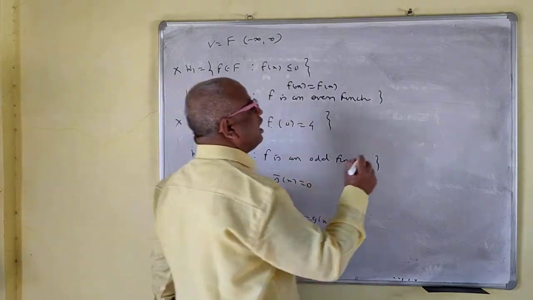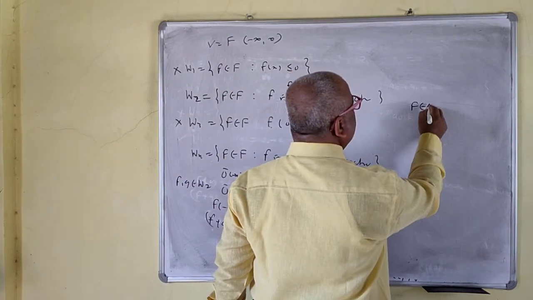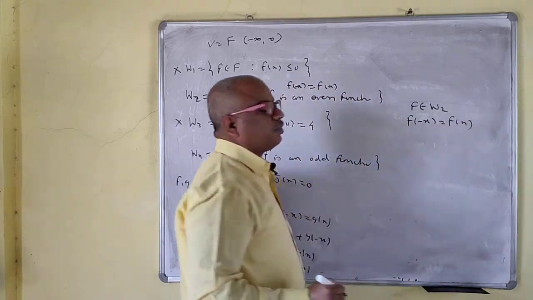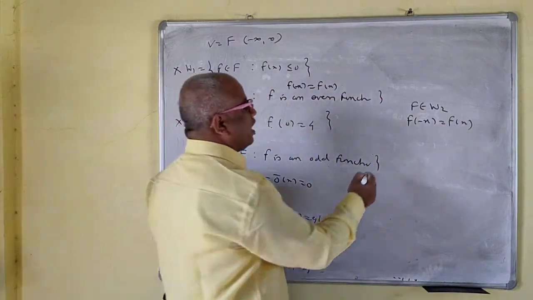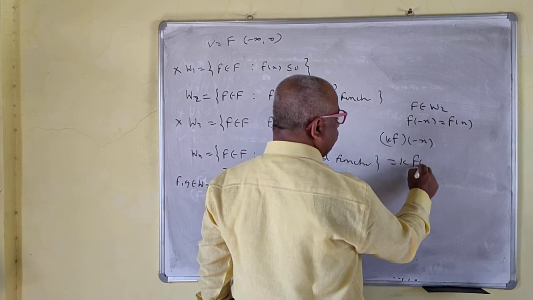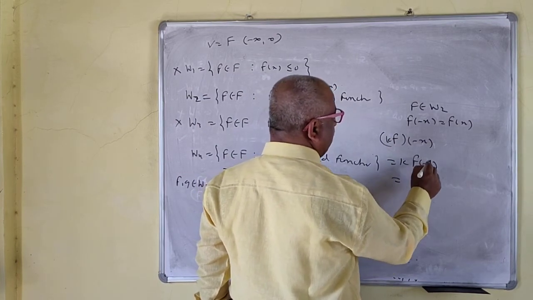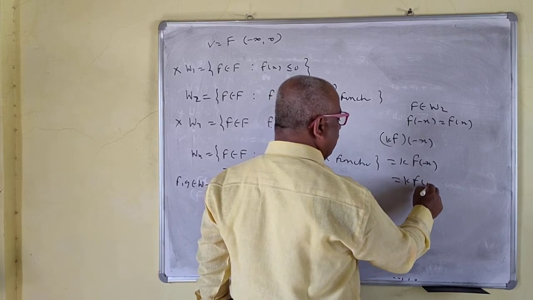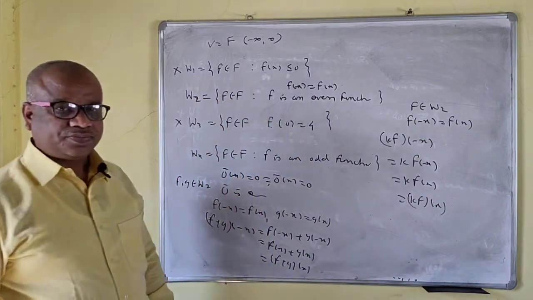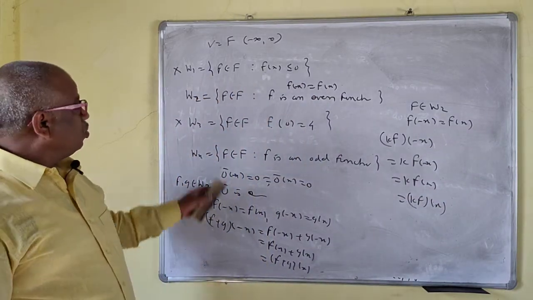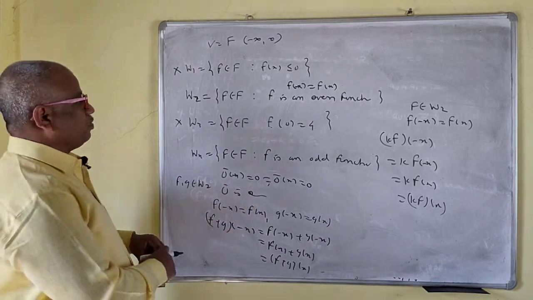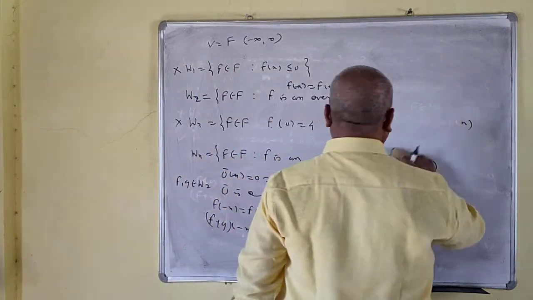Okay. So for k any scalar and f belonging to W2, f of minus x is equal to f of x. So k times f of minus x is the same as k times f of x. So this is k f of x. That means kf belongs to W2, right? So from A, B, C, W2 is a subspace.